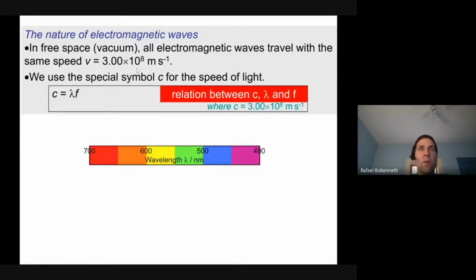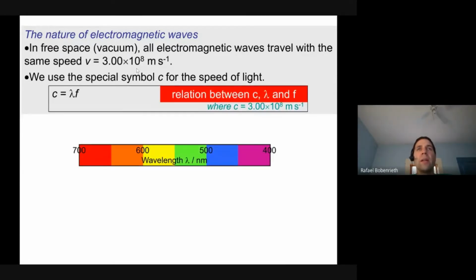And so this wave speed equation that we've talked about already applies also to electromagnetic waves. Instead of saying v equals lambda times f, you'll often see it expressed as c equals lambda times f, just to indicate that we're talking about the speed of light in a vacuum.